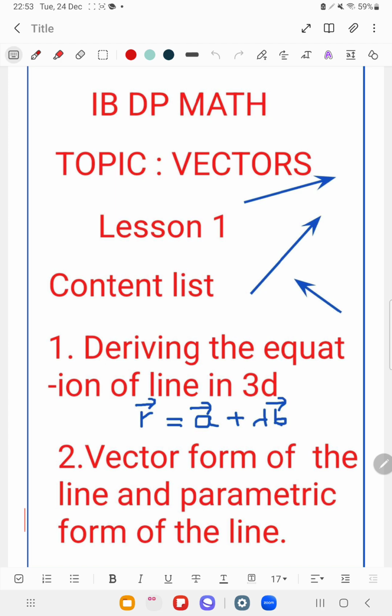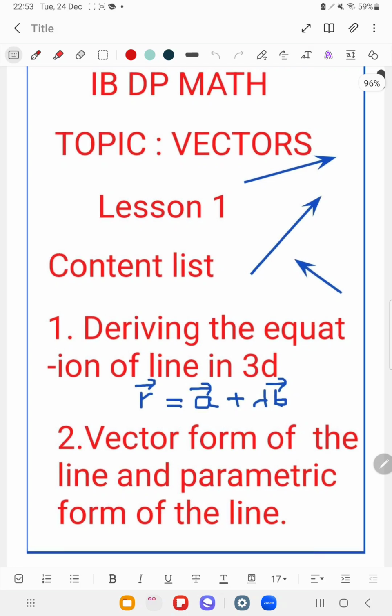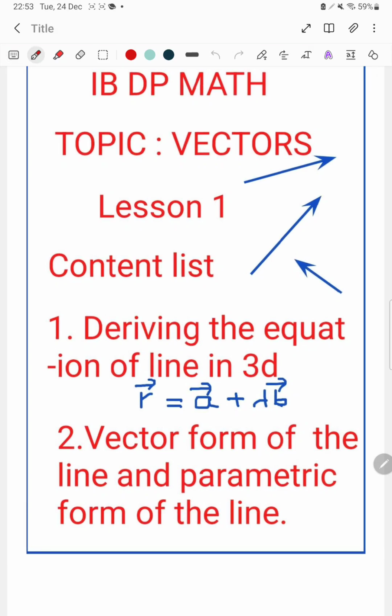So in this video I'm going to focus mostly on two things, and the first of them is deriving the equation of a line in 3D. So we are talking about vectors. Vectors are basically a quantity having a magnitude, like the length, as well as a direction. So here, if you see, these lines are showing vectors because they are showing a certain length as well as a direction.